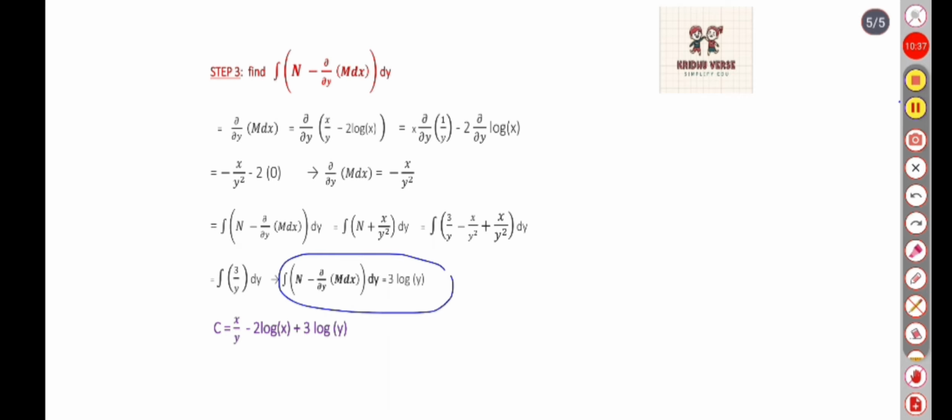Now the final step we have to do is to put both the integral of m dx and this one together. Step third, the value here is equal to x over y minus 2 log x plus 3 log y. This is the final solution of our exact differential equation.